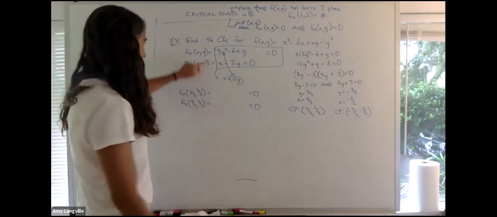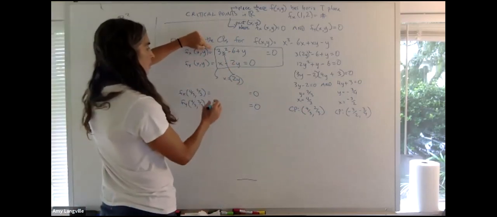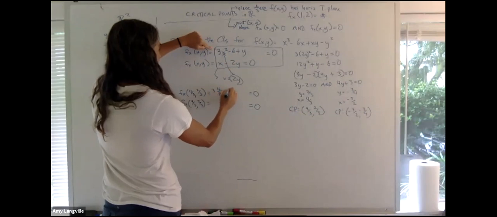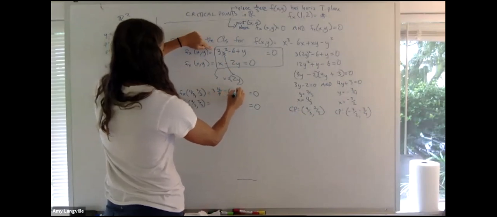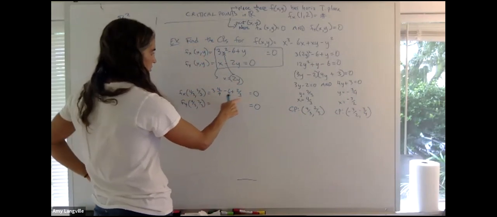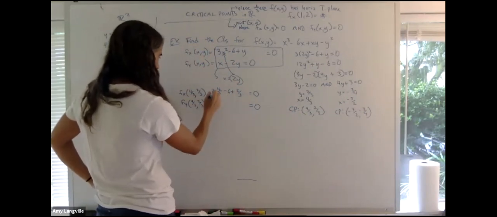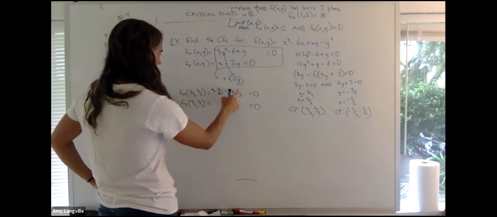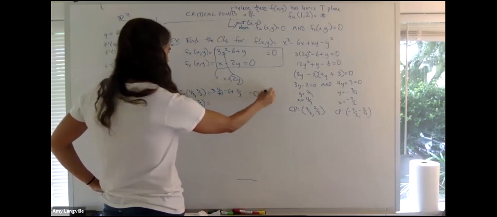So let's see if that's the case. I plug into f sub x: 3 times 4/3 squared, so that'd be 16/9 minus 6 plus y, which is 2/3. So we need to do some arithmetic and check, does that equal 0? Let's see. 18/3 is 6, minus 6 is 0, check.